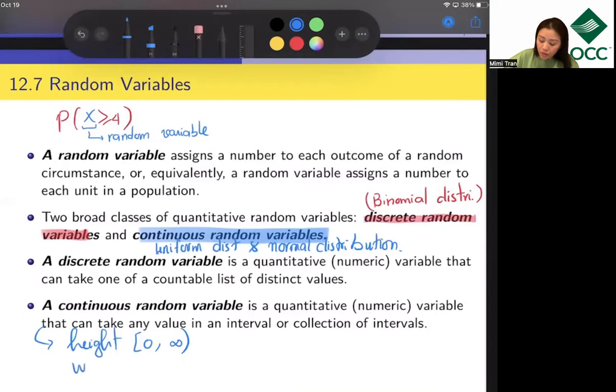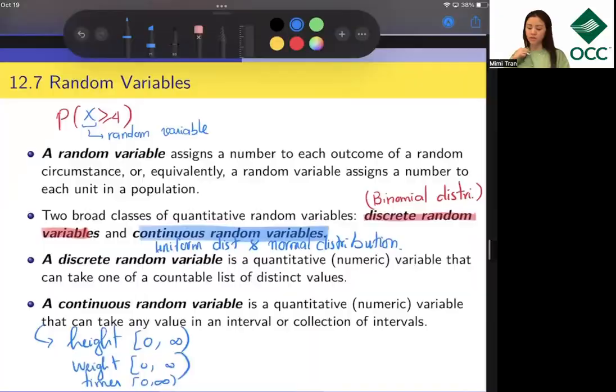Or weight, same thing with weight. You can take any value in that interval. Or time. Here I'm talking about lifetime, right? We're not talking about negative time, like in physics.